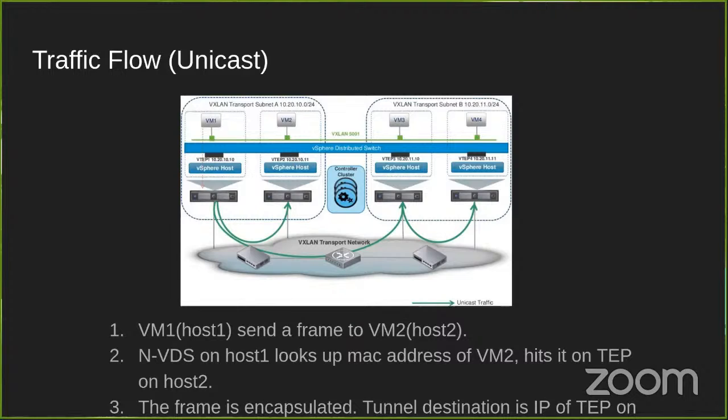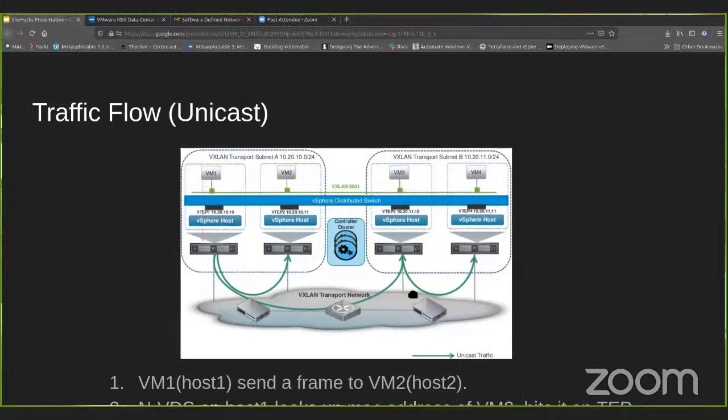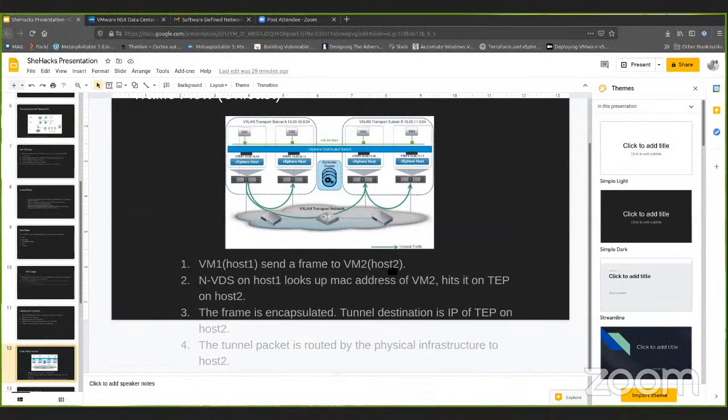And then the frame is encapsulated, then the tunnel destination is the IP of the TEP on host 2. Finally, the tunnel packet is routed by the physical infrastructure back to host 2.